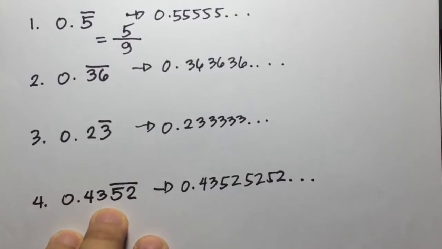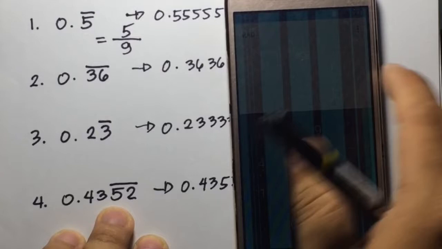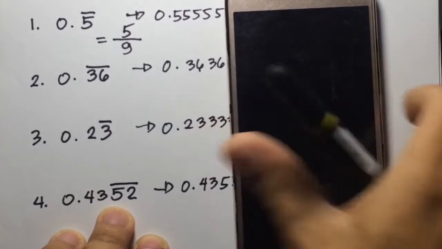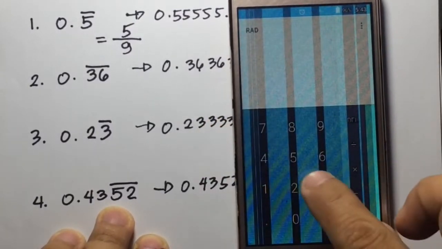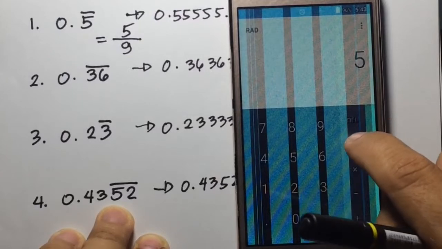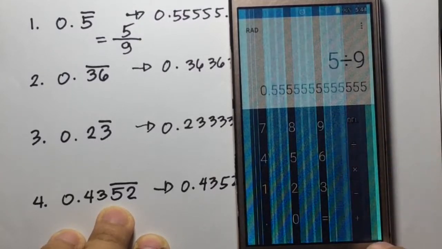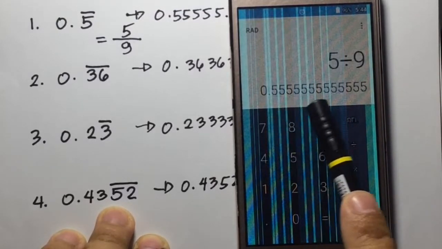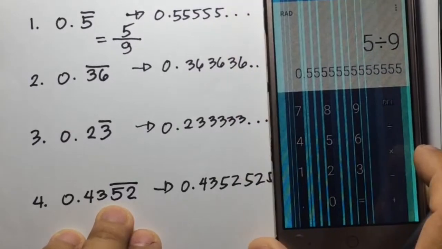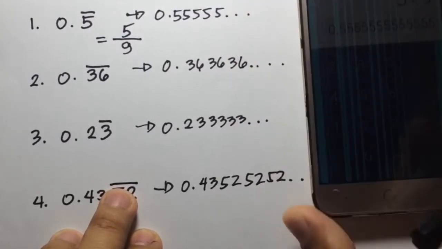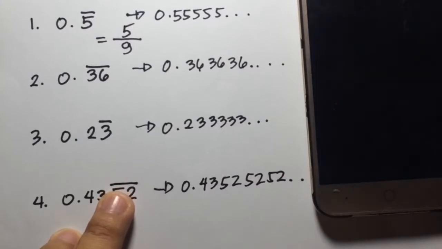Now to check if this is the correct answer, we can use a calculator. I have here a calculator. 5 divided by 9. The answer here is 0.55555 and so on. Then let's have number 2, 0.36 with a bar on 3 and 6.